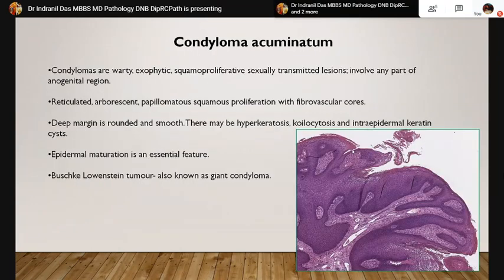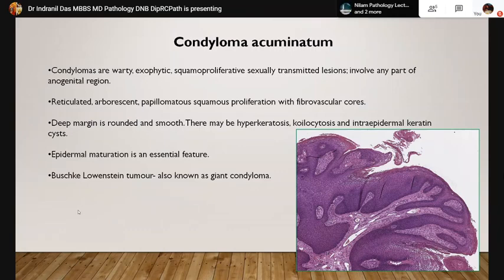Now, condyloma acuminatum. These condylomas are warty, exophytic, squamoproliferative, sexually transmitted lesions. They may involve any part of the anogenital region. Reticulated, arborescent papillomatous squamous proliferation with fibrovascular cores is found. The deep margin is rounded and smooth. There may be hyperkeratosis, koilocytosis, and intraepidermal keratin cysts. Epidermal maturation is an essential feature.